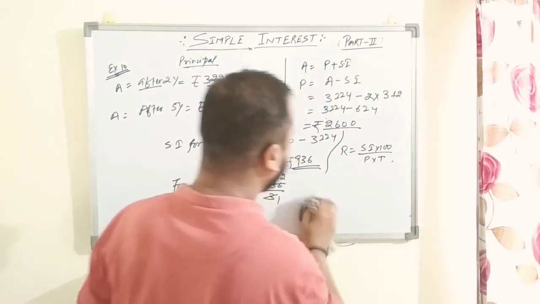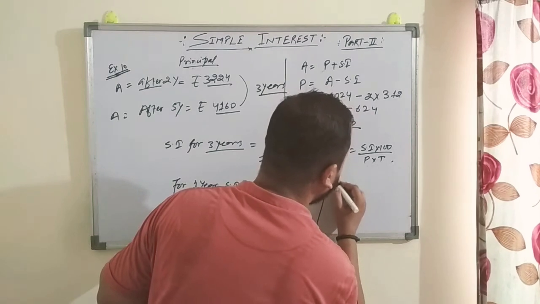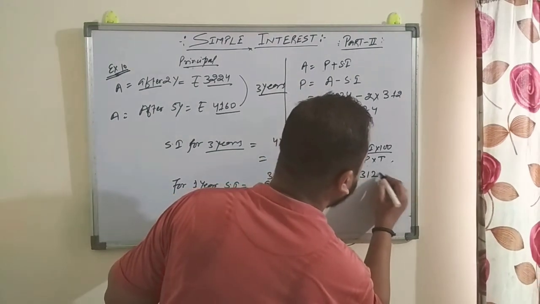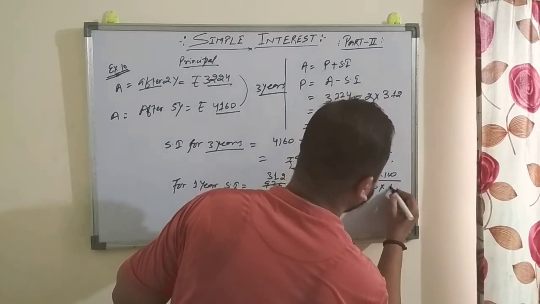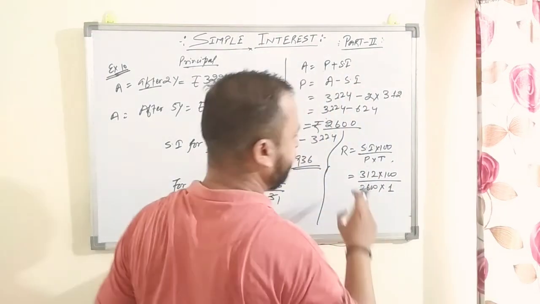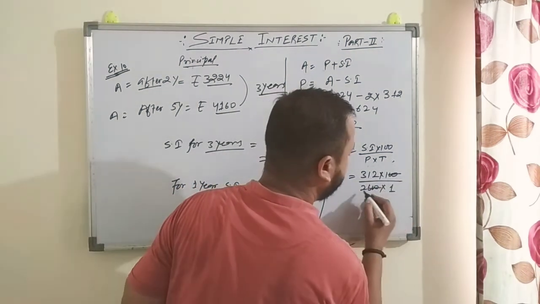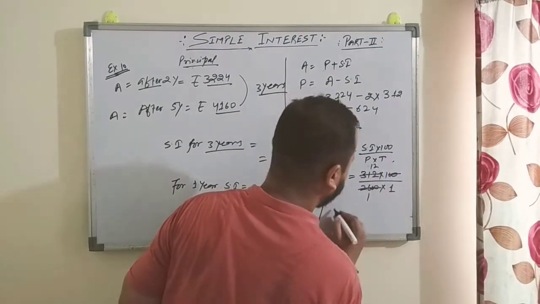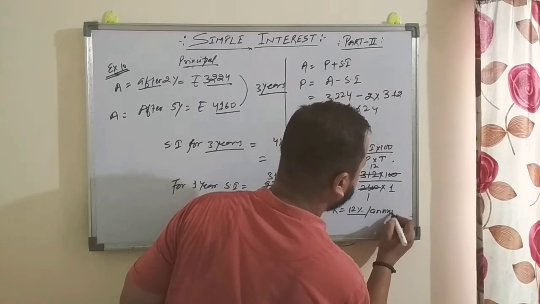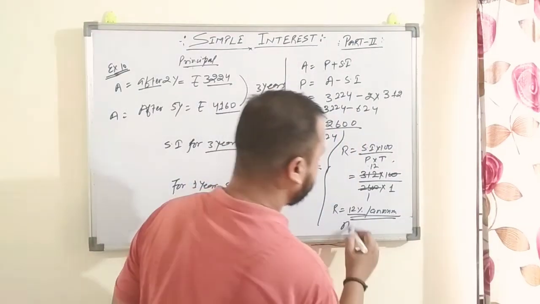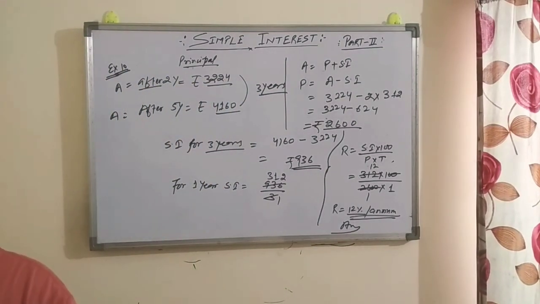Or time you have to put 1 year. So here you have to put time for 1 year. So rate is simple interest 312 into 100 upon principal 2600 into 1. Time you have to put 1 because 312 rupees you are getting in 1 year. So 26 1s are 26, 26 12s are 312. So R is 12% per annum. This is the correct answer, right? By mistake I had done this.